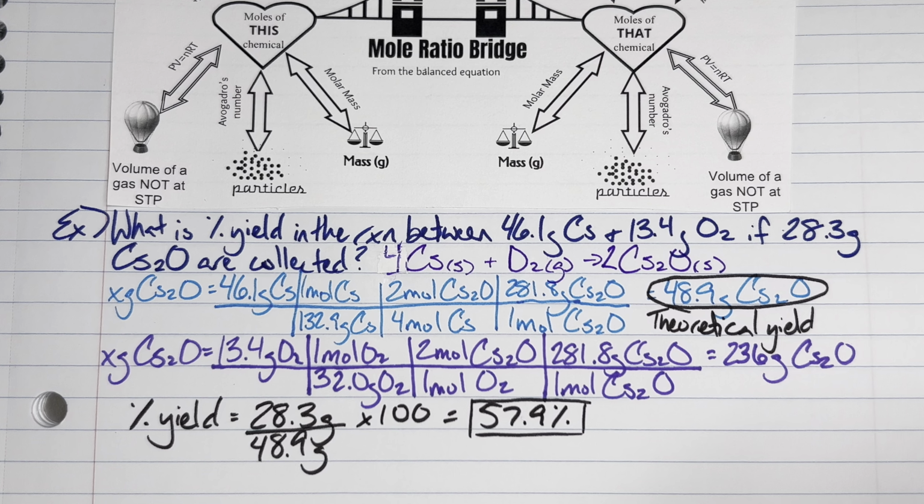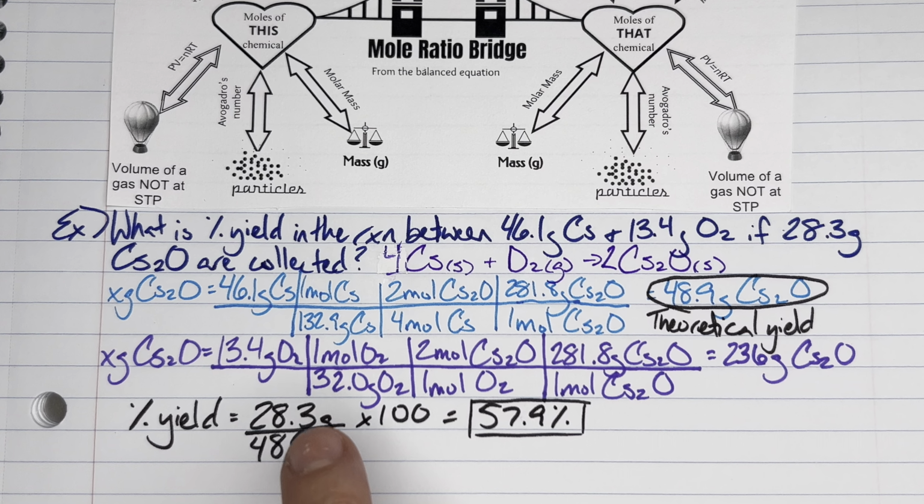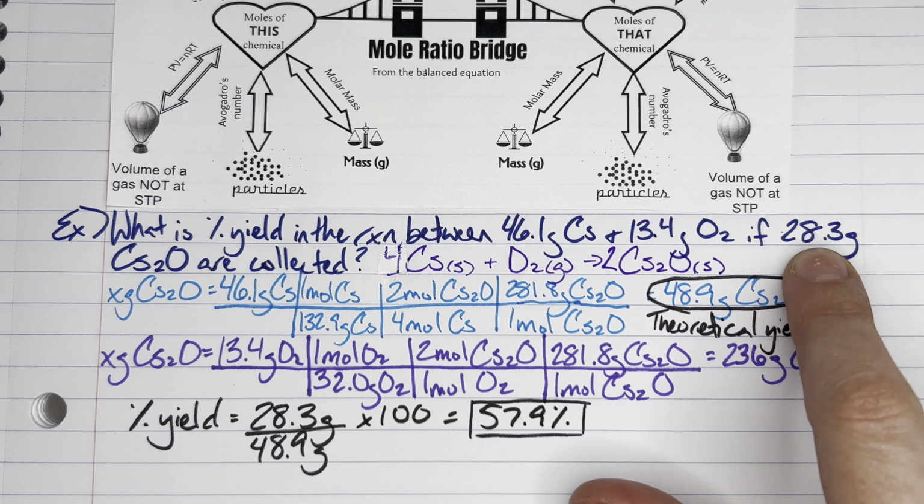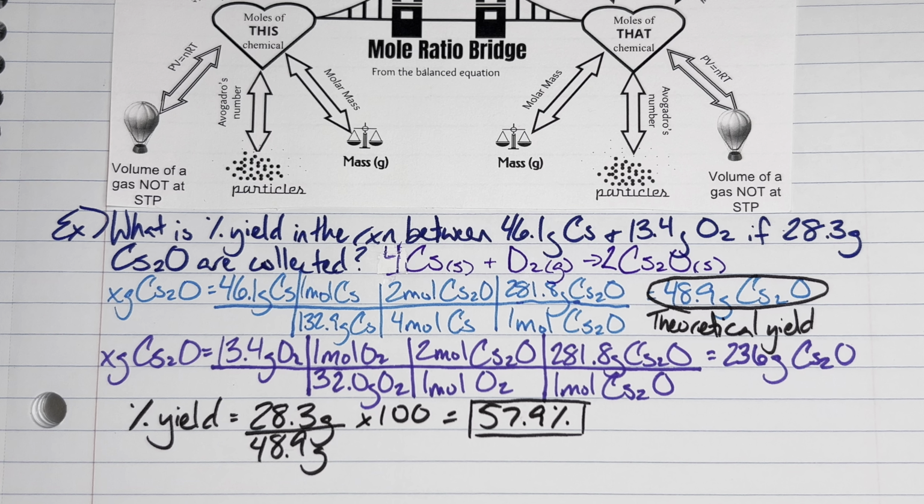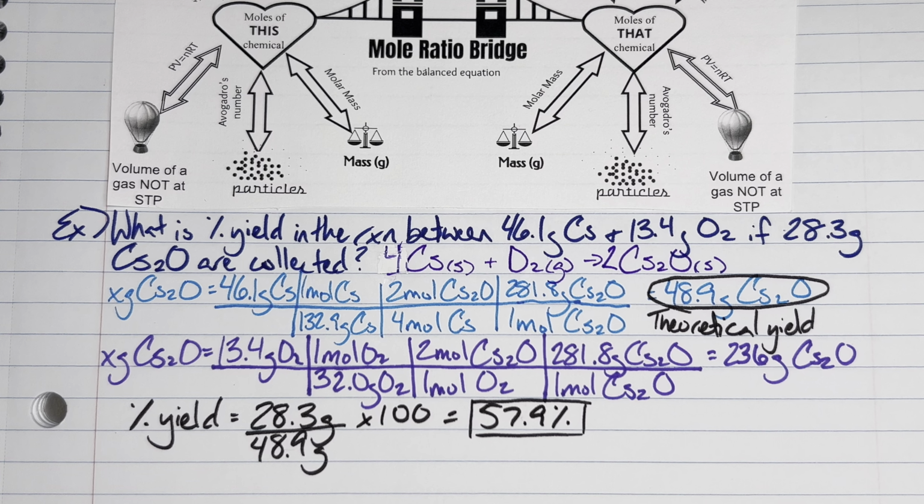I can then go ahead and calculate my percent yield. I was told I was able to make 28.3 grams of the cesium oxide, so part over whole divided by, theoretically, the max that I could have made, which was that 48.9 grams, times 100, and that gave me 47.9% yield.